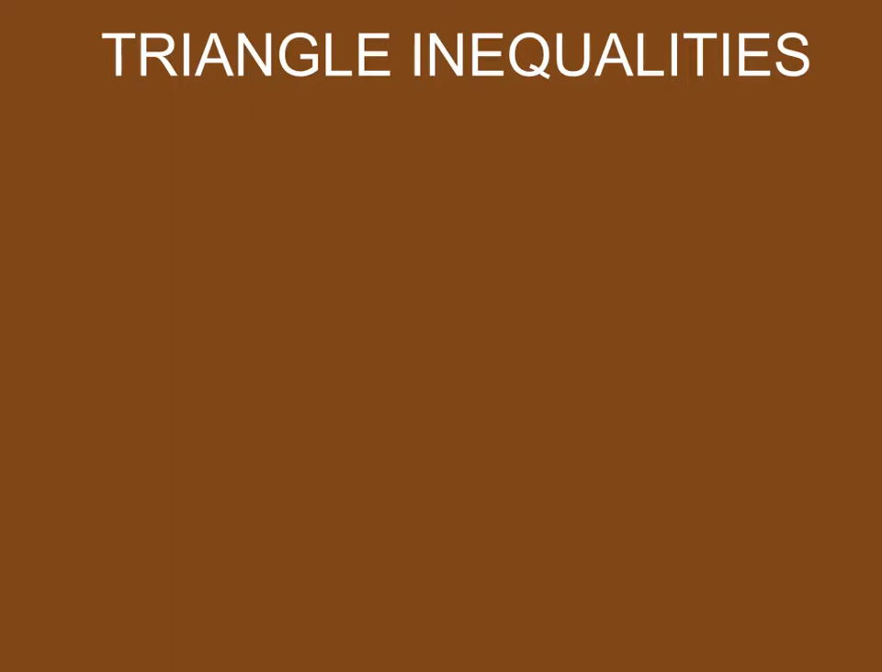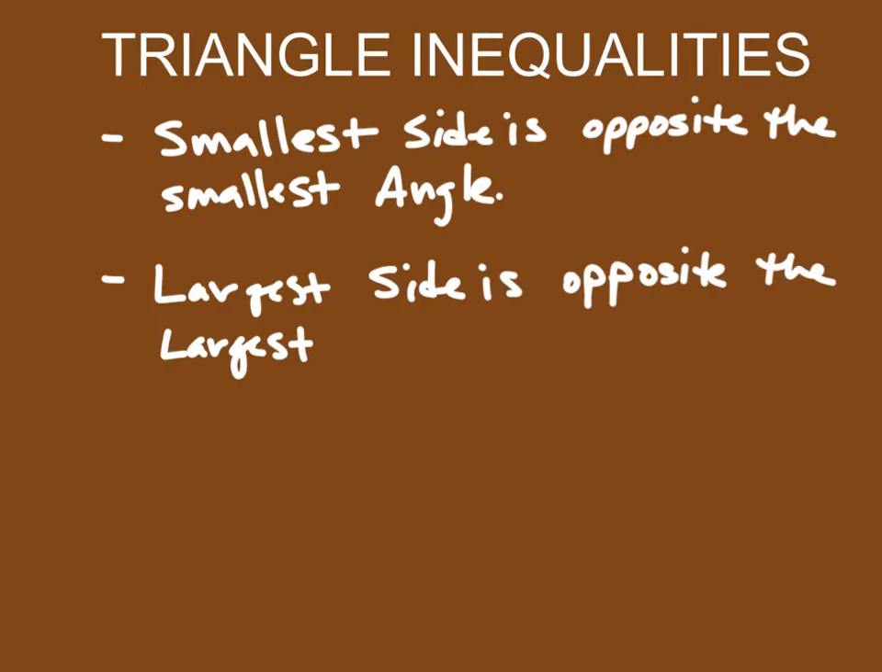Hi there. In this video, we're going to be talking about triangle inequalities. In order to talk about the inequalities of a triangle, we have to know the triangle parts relationship theorem. To put this into the easiest terms to understand, the smallest side in a triangle is opposite the smallest angle. The largest side is opposite the largest angle.